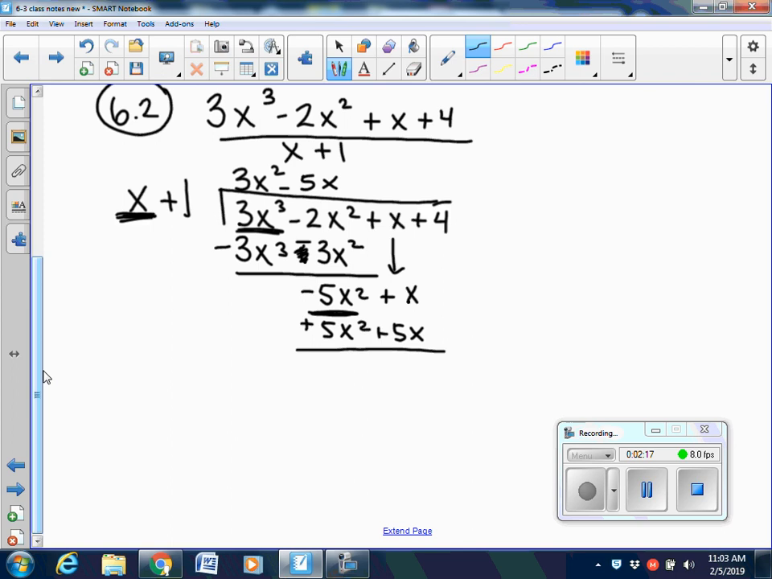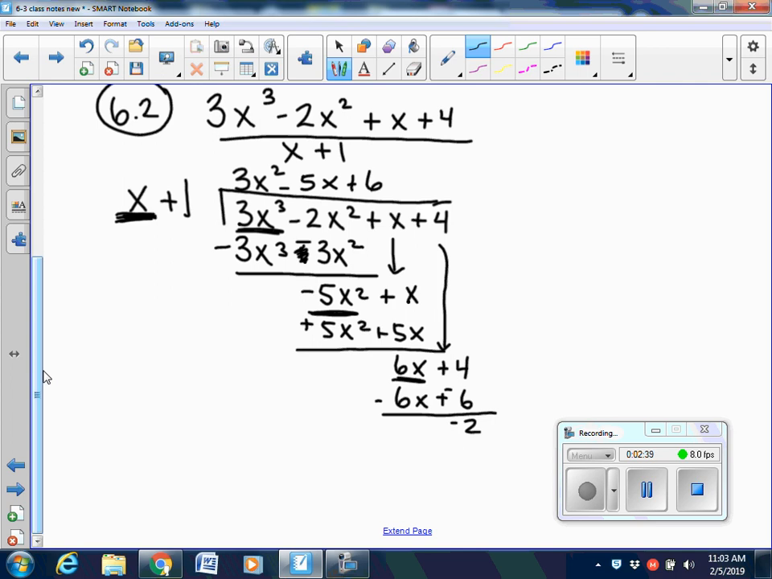Again, that cancels out the first term. x plus 5x makes 6x. Don't forget to bring down your 4 again. Compare x with 6x, and you're going to have a plus 6. 6 times x is 6x. 6 times 1 is plus 6. Draw your line, switch your sign. Remainder of a negative 2.